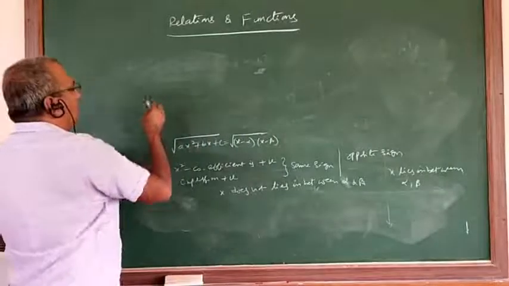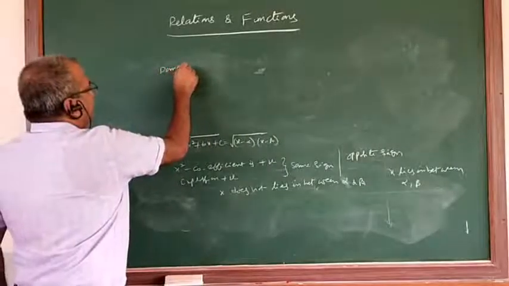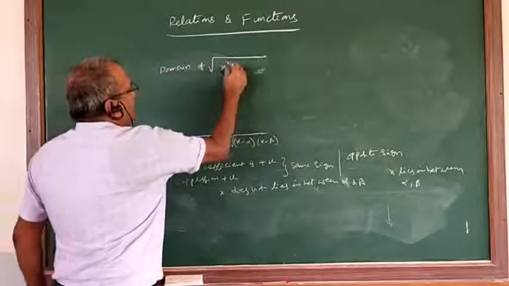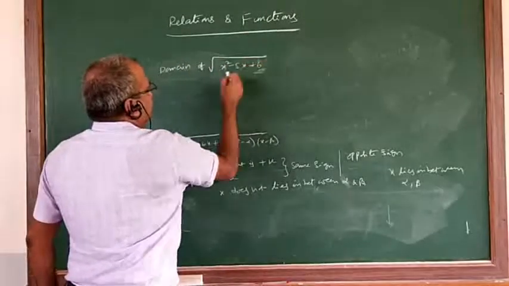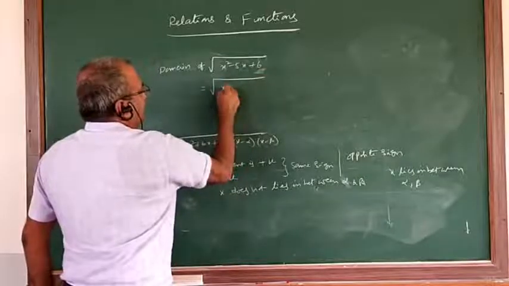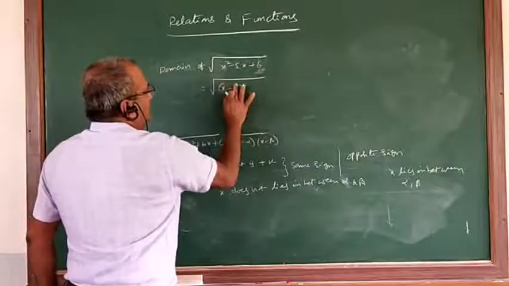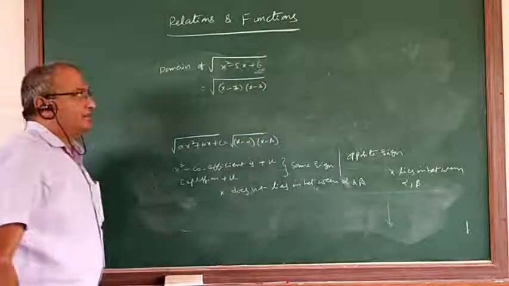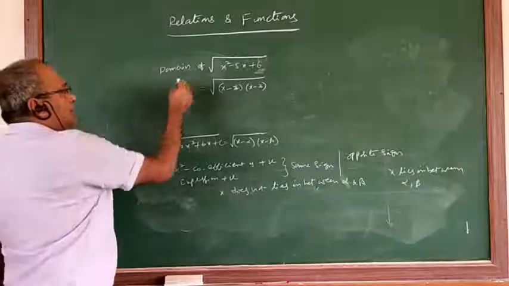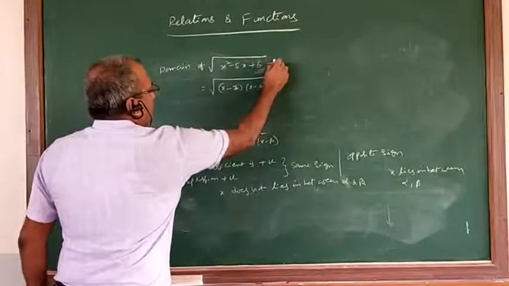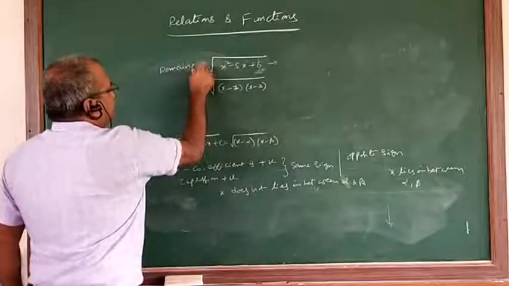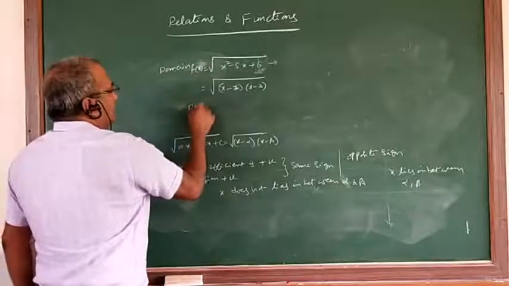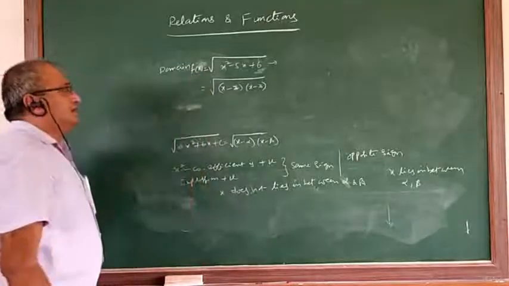Suppose I want the domain of square root of x square minus 5x plus 6. This can be written as x minus 3 into x minus 2. Now, I want to find the domain of this one.